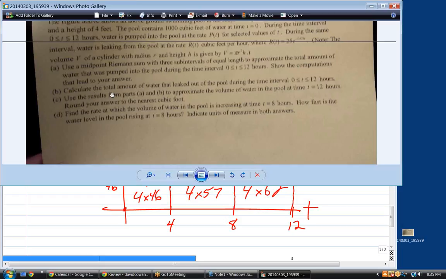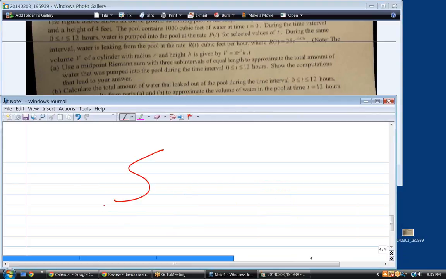Show the computations. Okay, calculate the total amount of water leaked out of the pool during the time interval. I got 660. Did you just take the integral of that function? Oh, no, that was what I got for that. Oh, for the other? Yeah. What does that say? Does that say minus 0.05t? What was that saying? The leak function, R of t. Oh, yeah, 25 e to the negative 0.05t.